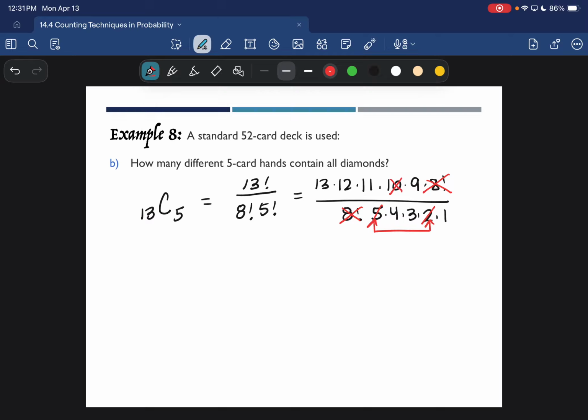How about the 4 and the 3? That one as well, right? 4 and 3 is 12, so that one cancels completely. And if you don't do it in this order, that's fine. You'll still get the same product at the end. So then we're going to multiply 13 times 11 times 9. What do you get?